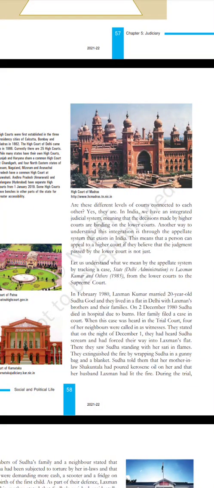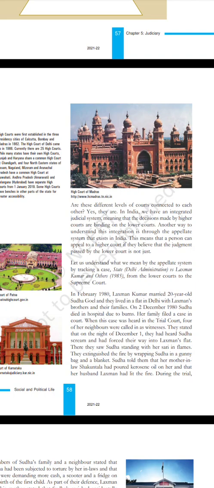Take a look at these images. High Court of Madras. High courts were first established in the three presidency cities of Calcutta, Bombay and Madras in 1862. The High Court of Delhi came up in 1966. Currently, there are 25 high courts.